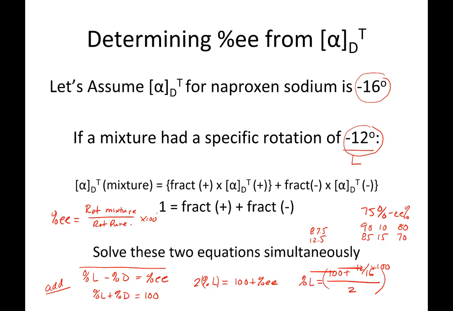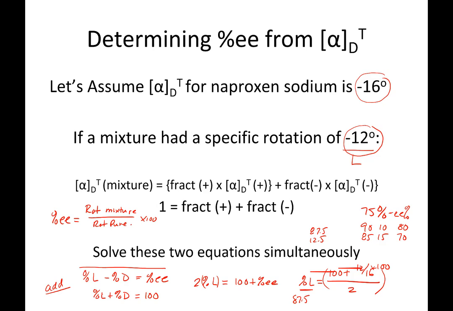Sylvia, where did you get 12.5 from? Because it has to be two numbers that add up to 100, but when you subtract them, make 75. So if I solved this equation for the percent L, that's going to be 87.5. And then if I want to know the percent D, it's simply going to be 100 minus the percent L. So it has to add up to 100, okay. But then subtracted, they have to equal 75. So that's the combination if I just did it in my head. A couple of iterations.